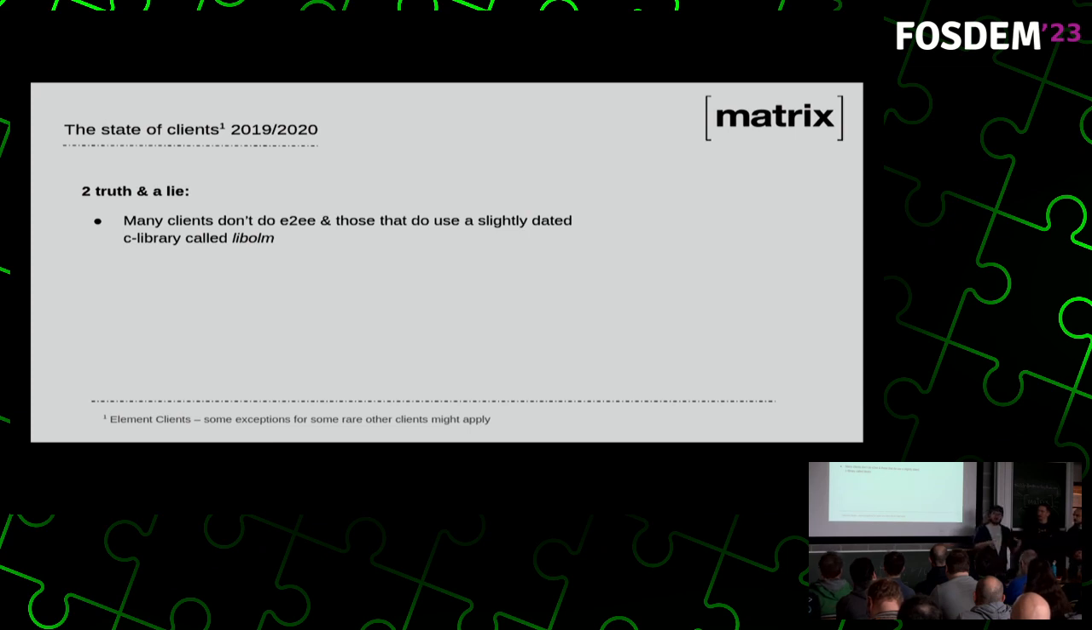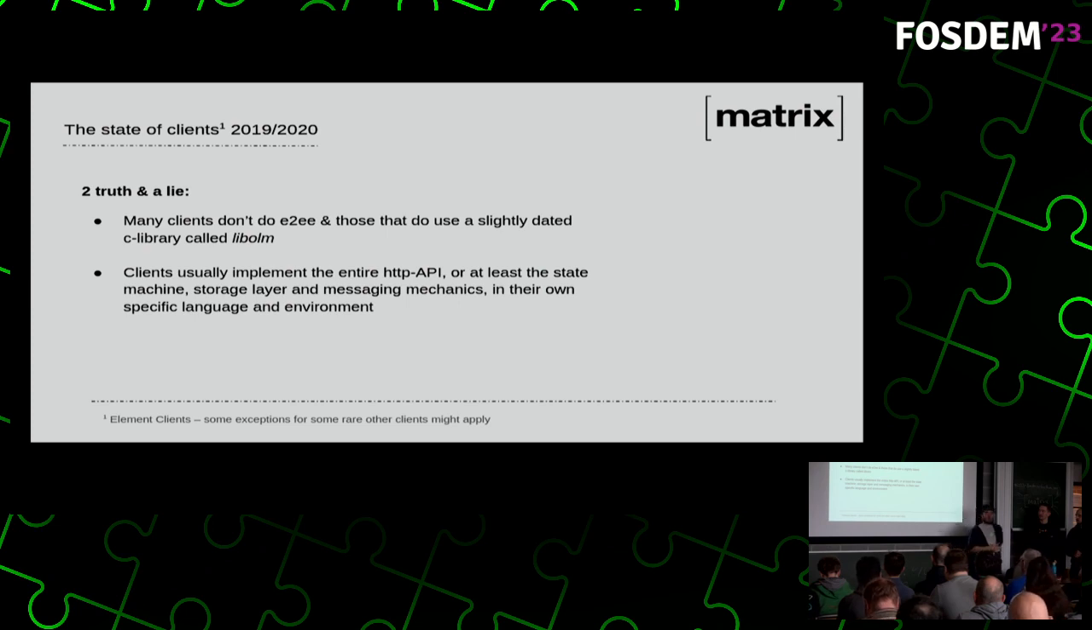Truth number one: many clients out there don't actually implement end-to-end encryption, which is pretty sad because it's a very fundamental part of what we're working on. That is mostly because it's hard. Even if you use the most widely used library, libolm, which is a C library, it's already slightly dated. A lot of knowledge has been built up that is not easy to ingrain in this existing library anymore.